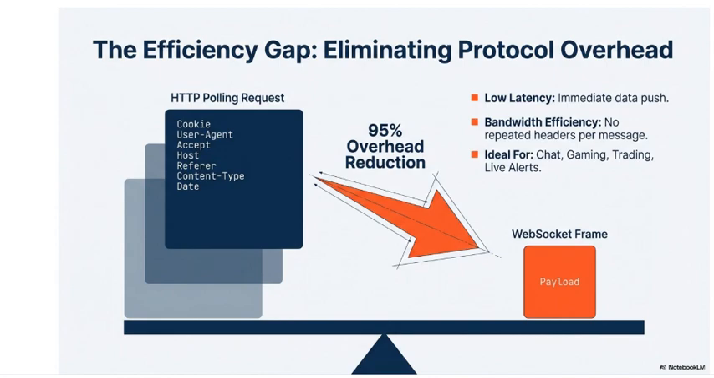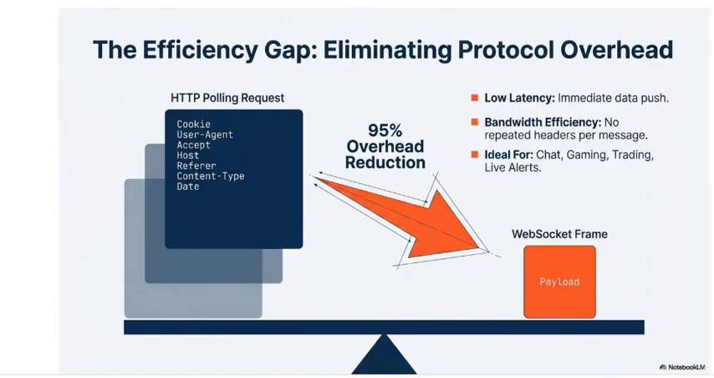So how does the WebSocket frame compare? Well, once that tunnel is open, you strip all of that away. The source highlights something like a 95% reduction in overhead. The header on a WebSocket frame is just a couple of bytes. It's incredibly lean. That 95% figure, that's the key takeaway. That's why this powers things like high-frequency trading. You literally can't afford the latency of repackaging HTTP headers every few milliseconds. Speed is a product of efficiency.